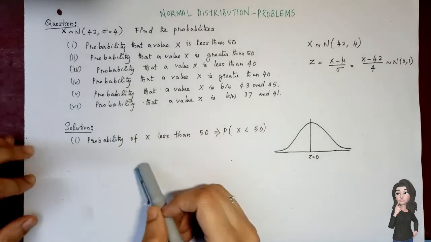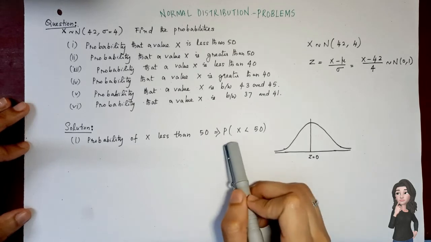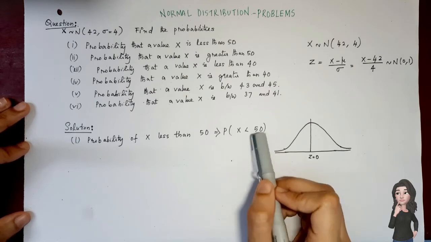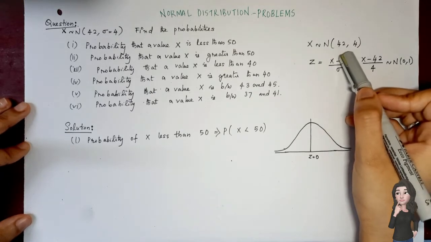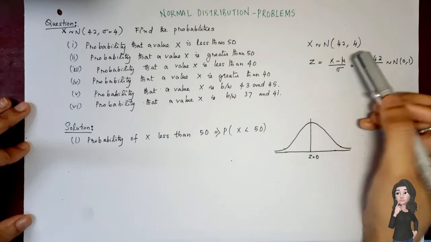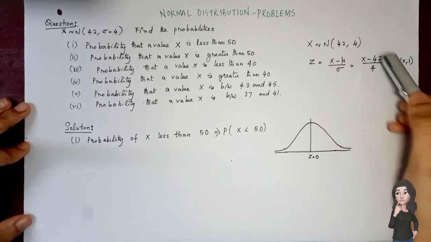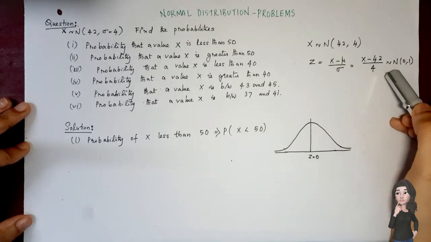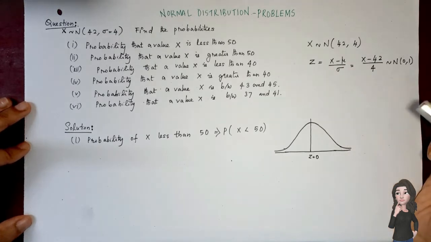So I'm going to take that first question, and that is the probability of x less than 50. I can write that as P(X < 50) in probability notation. Before going to this, we know x follows normal with mean 42 and standard deviation 4. So we are going to standardize it using (x minus mu) by sigma. Since mu is 42 and standard deviation is 4, we can write z equal to (x minus 42) divided by 4, and z is a standard normal random variable.